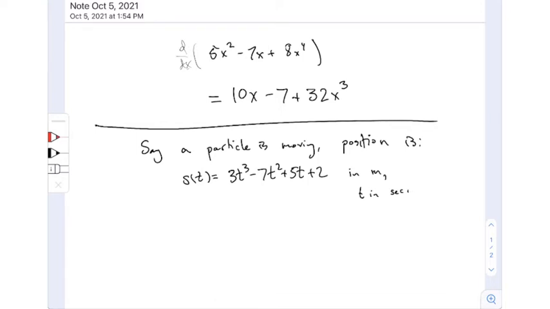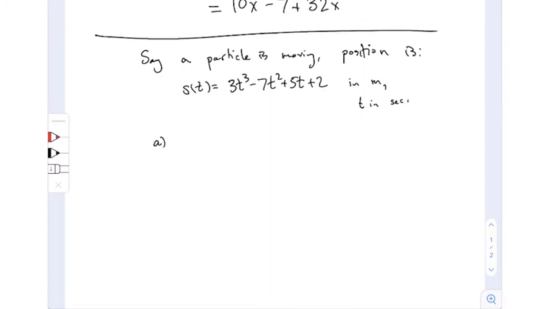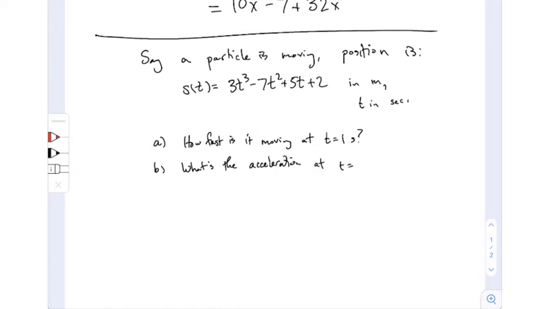And I will ask you two questions, part A and part B. Part A is how fast is it moving at time equals 1 second? And part B is, what's the acceleration at time equals 2 seconds, right? Neither of these is really very hard to do if you know the appropriate things to do. Anyone want to suggest for part A, what's my strategy? How fast is it moving at 1 second?